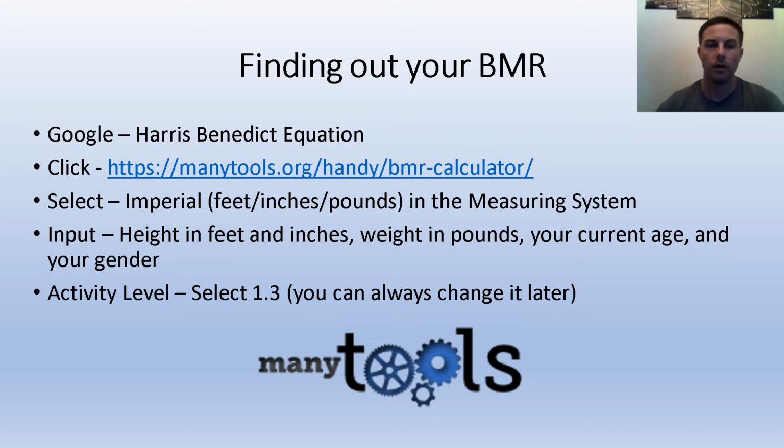It'll have a selection screen for a few metrics. In the one drop-down menu, you want to make sure to select the measuring system for imperial, for feet, inches, and pounds. You want to input your last known height, weight, current age, and your gender. And lastly, for your activity level, select 1.3. You can change it later, but for example purposes, 1.3 is needed for this one.